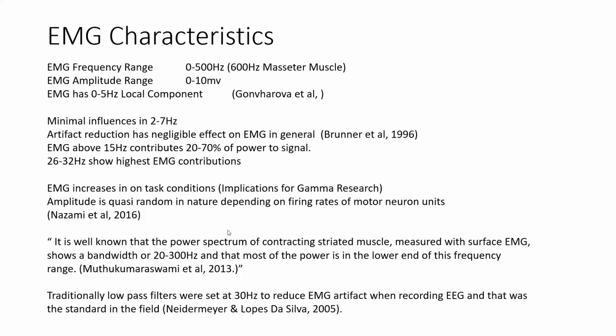EMG increases in on-task conditions. All right, so that has implications for gamma research, and we'll talk about that more in a second. The amplitude is quasi-random in nature, depending on fire rates of motor neuron units. That's from 2016, Nizami. But most of that was known all the way back to the 80s. But he's really making a very strong case for it and what we can do about it.